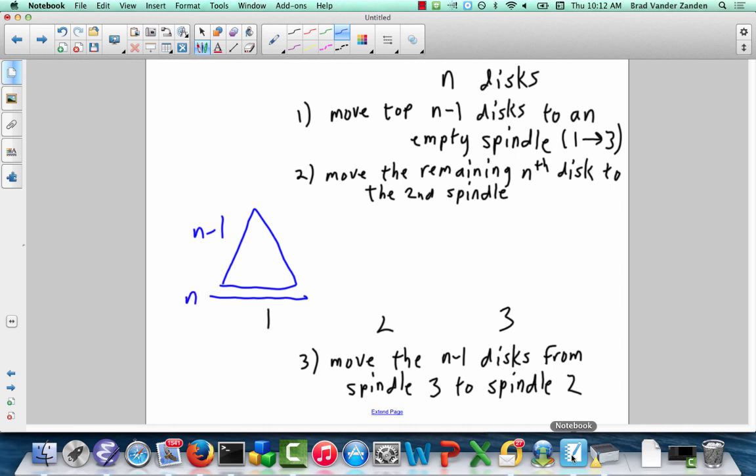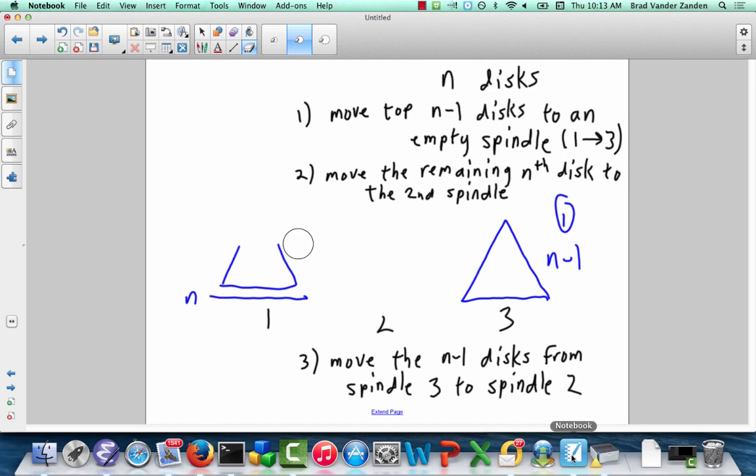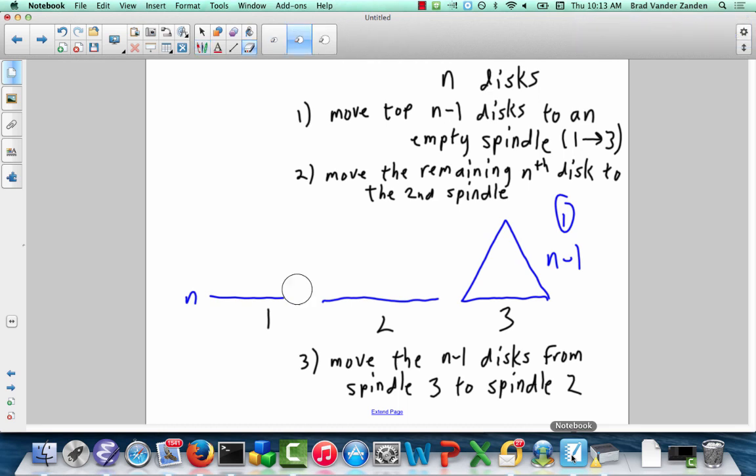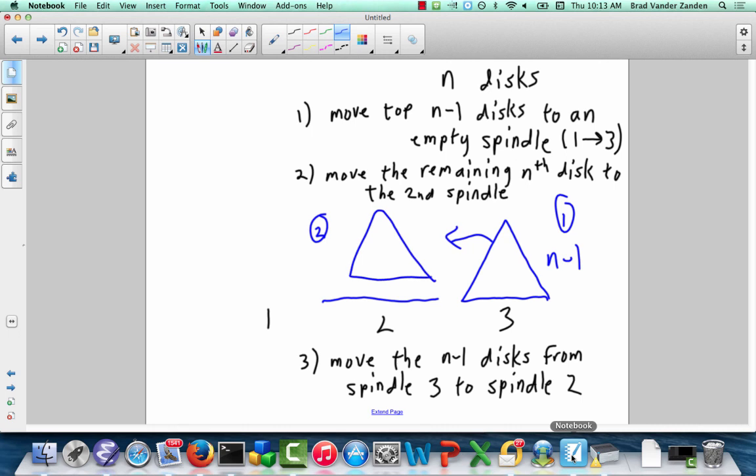Step 1 is we move the n-1 disks over to here, so that's step 1. Okay, that erases this. Now, we're guaranteed with this biggest disk that we can move it over here, and since it's the biggest disk, anything can go on top of it. So that's step 2. And then step 3 is to move this pile over to here. And we'll be done. Okay?